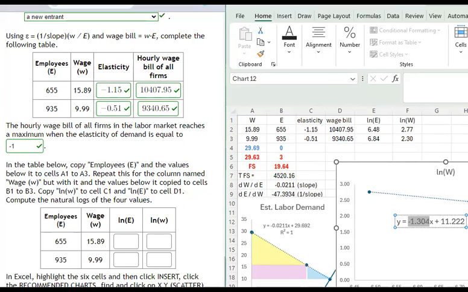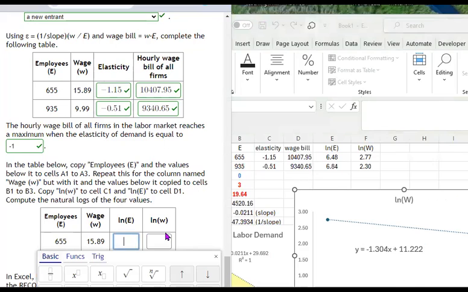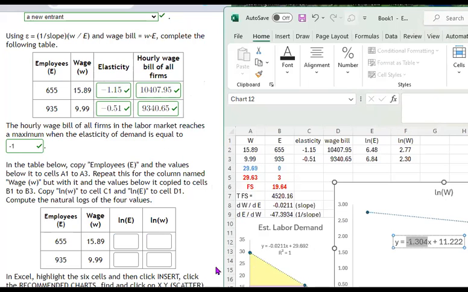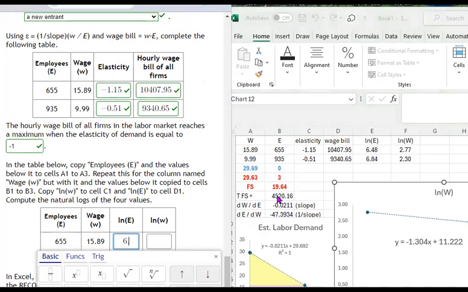So let's just fill in this information. Natural log E when the wage is 1589. Make sure I get the right wage here. So wage is 1589. Natural log E is 6.48. The natural log of the employment level. The natural log of the wage is 2.77, right?